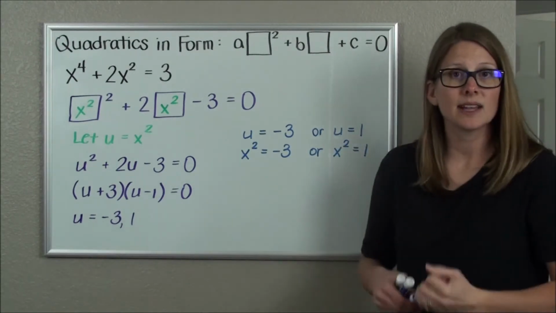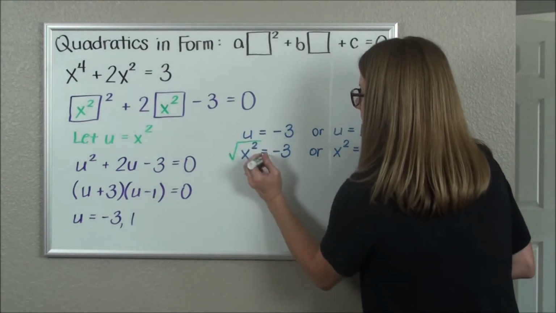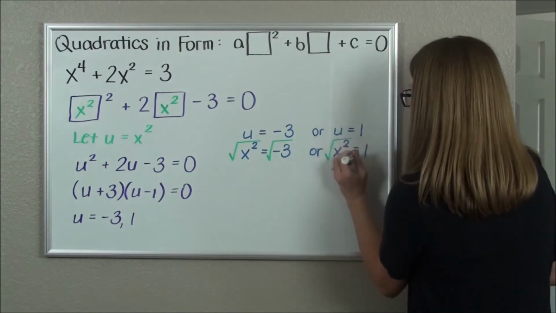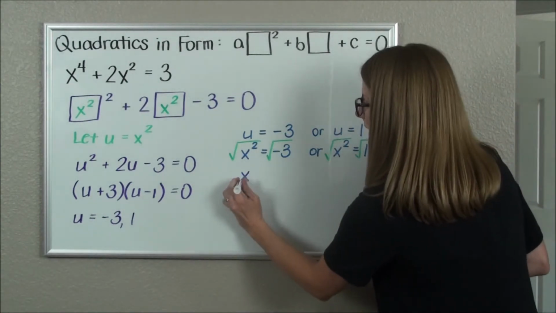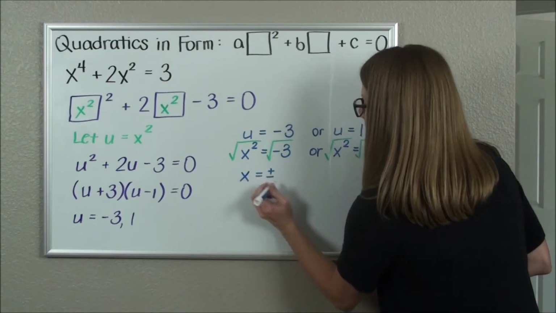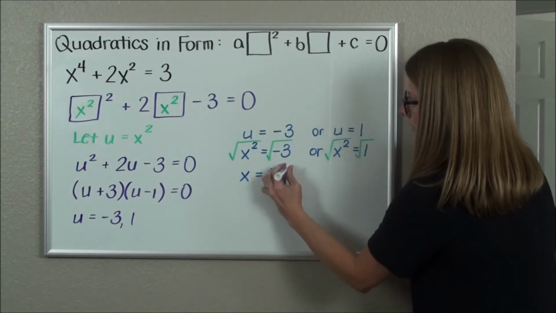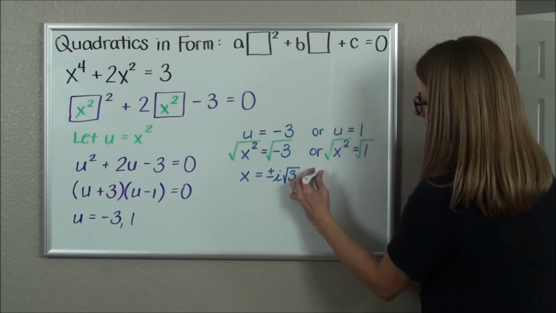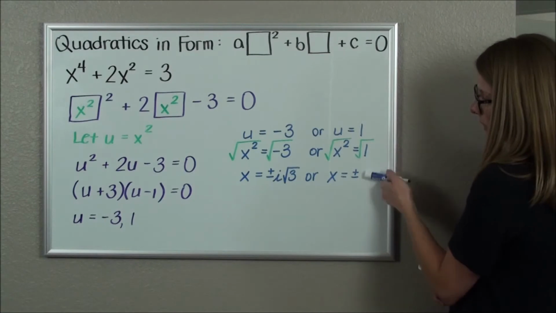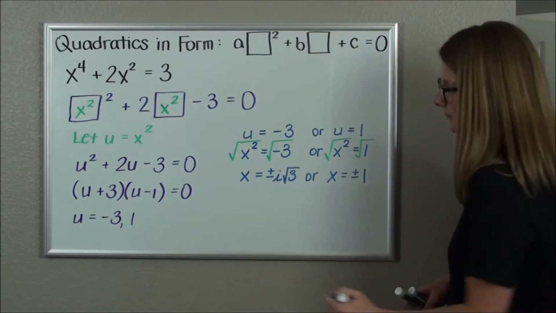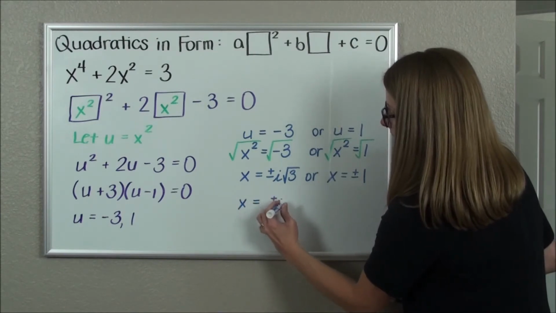Now to get x by itself, we have to remove that square. We can remove the square using the square root symbol. But remember, as soon as the square disappears from the left, you're going to need that plus or minus on the right. Now the square root of negative 3 is i square root of 3. Again, as soon as the square disappears, we need a plus or minus. The square root of 1 is just 1. And so here I have plus or minus i square root of 3.